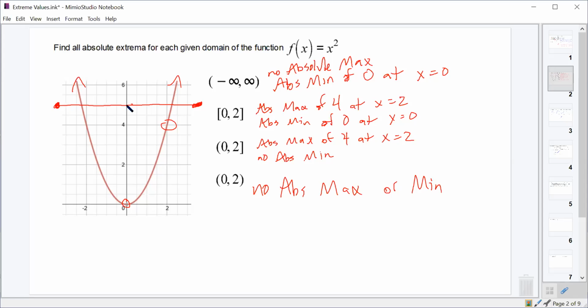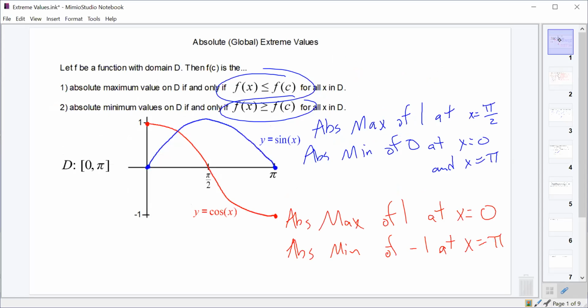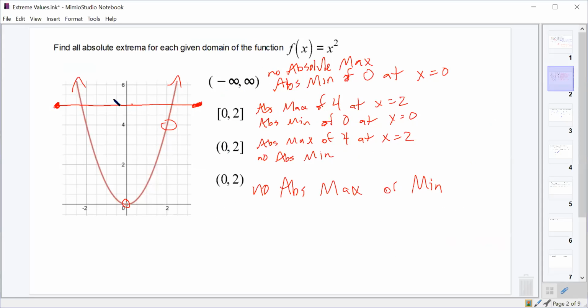Is that value of 5 always greater than or equal to all the other values of the function? Yes. Is it always less than or equal to all the other values of the function? Yes. So if we have a straight horizontal line on a closed interval, the absolute max is 5 and the absolute min is 5, and they occur at every single point in the domain. So there still is an absolute max and an absolute min.